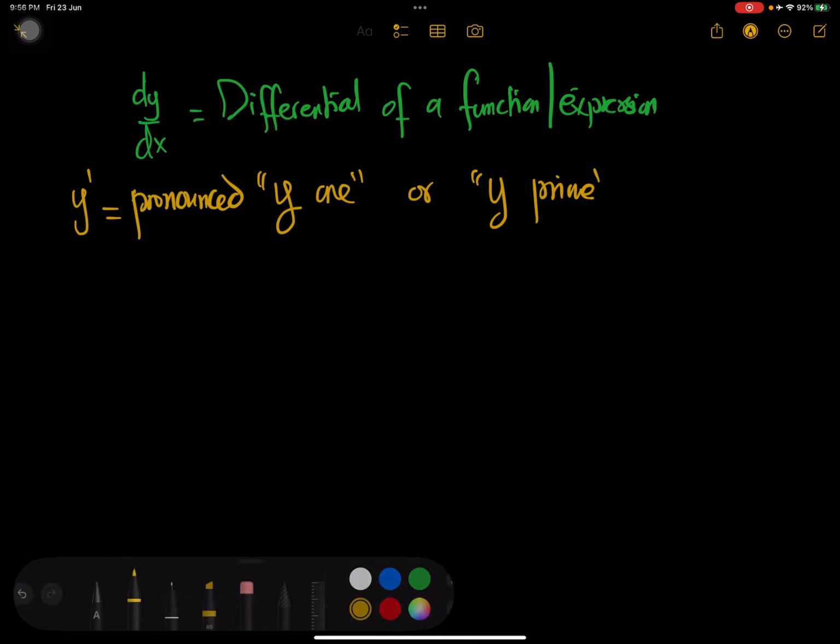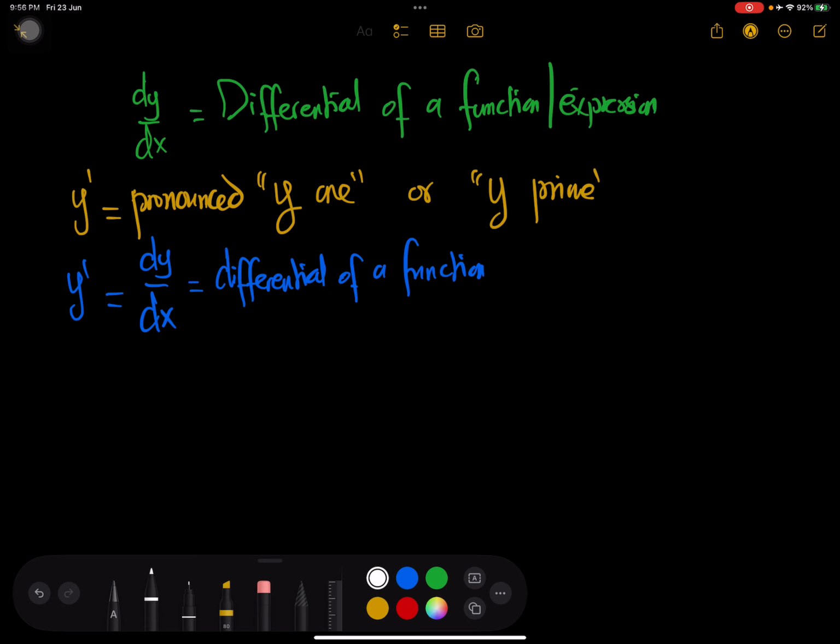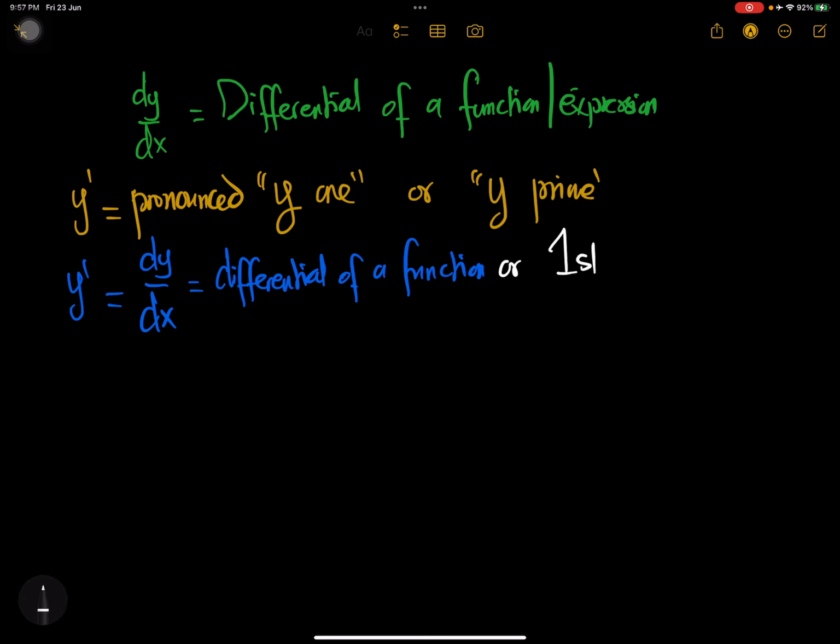And that y1, this y1, pronounced as y1 or y prime, is the same and can be written as dy over dx. And we are saying that that is our first derivative. It's known as the differential of a function, or what is known as the first derivative.